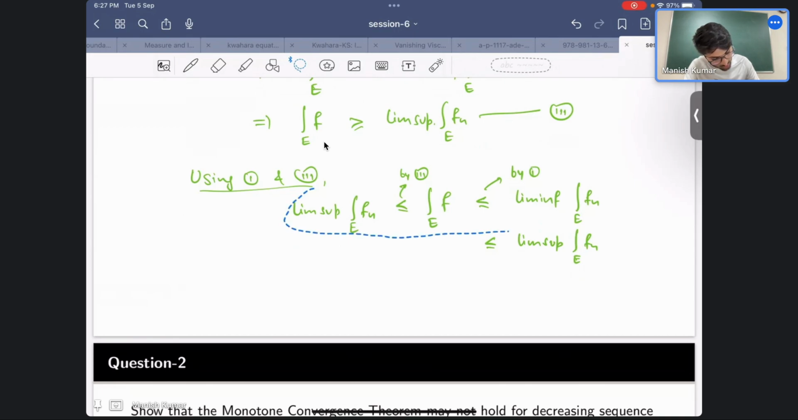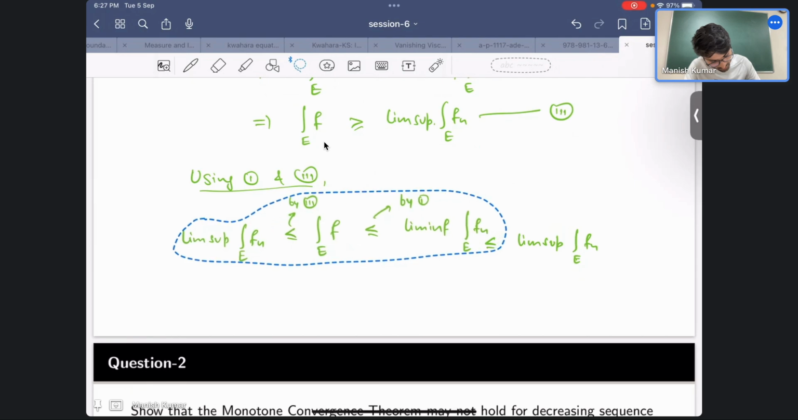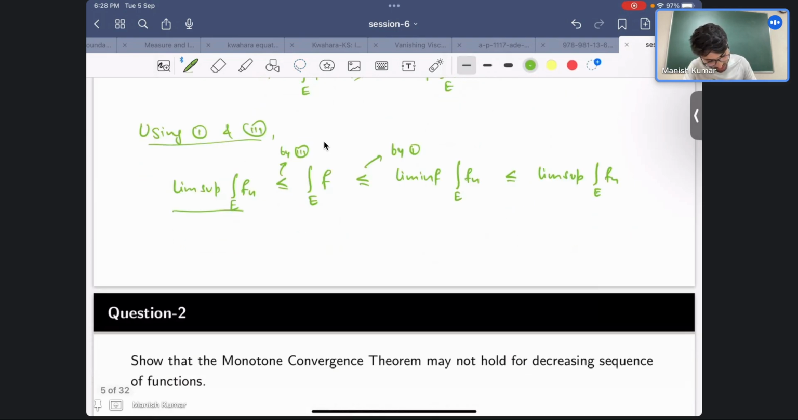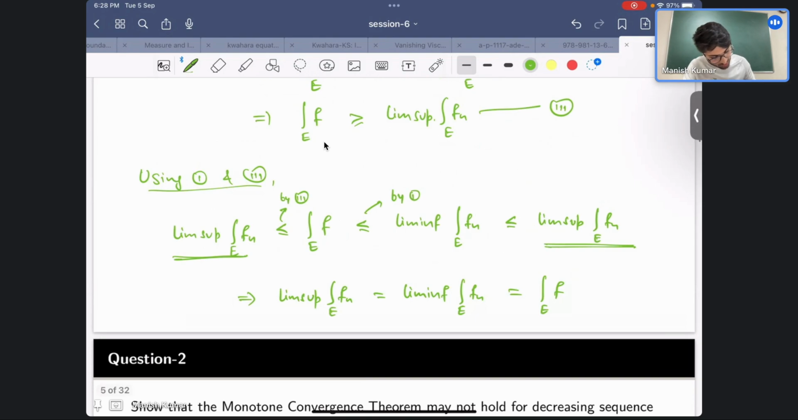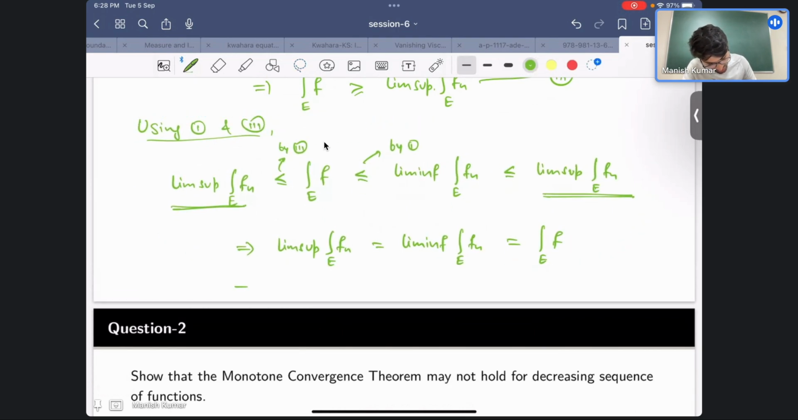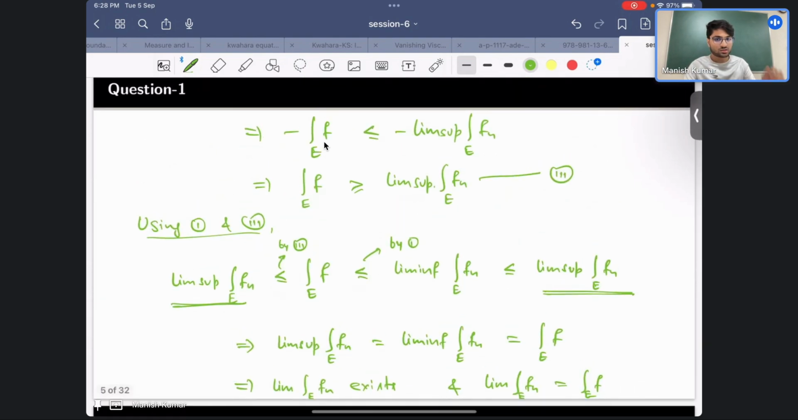Now if I combine this identity, you can see this is on the left hand side and this is on the right hand side, it's the same quantity, so this is actually an identity. So what we get is that lim-sup of the integral of fn over E is equal to lim-inf of the integral of fn over E, and this is equal to the integral of f over E, right? Hence, since the lim-sup and lim-inf are equal, the limit exists. This implies the limit of the integral of fn over E exists, and the limit of the integral of fn over E is nothing but the integral of f over E. Is this clear, or do you have any doubt?